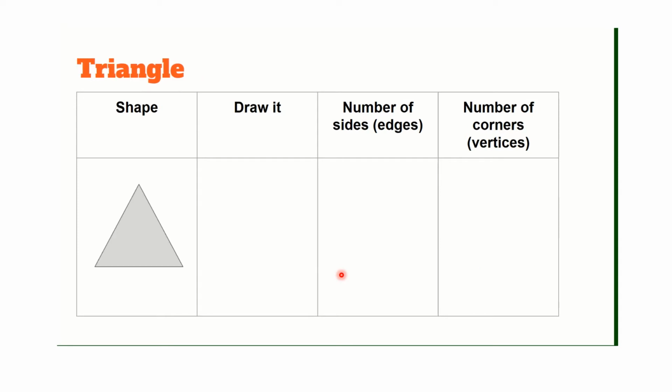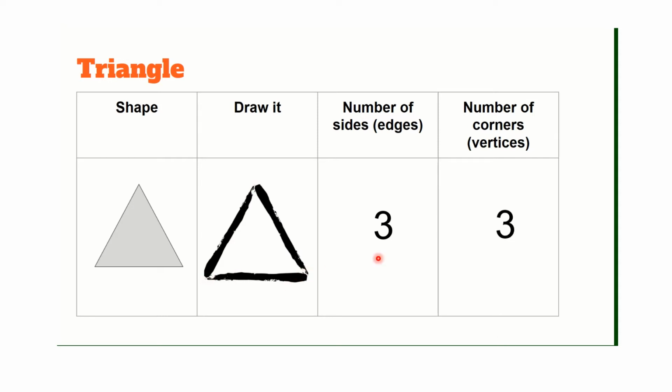Our next shape is a triangle. Now, a triangle is shaped just like this, and when we draw it out, you should have drawn something like this. And if you look at it, there are 1, 2, 3 sides of a triangle. And if it has 3 sides, there are 1, 2, 3 corners. So a triangle has 3 sides and it has 3 corners, just like that.